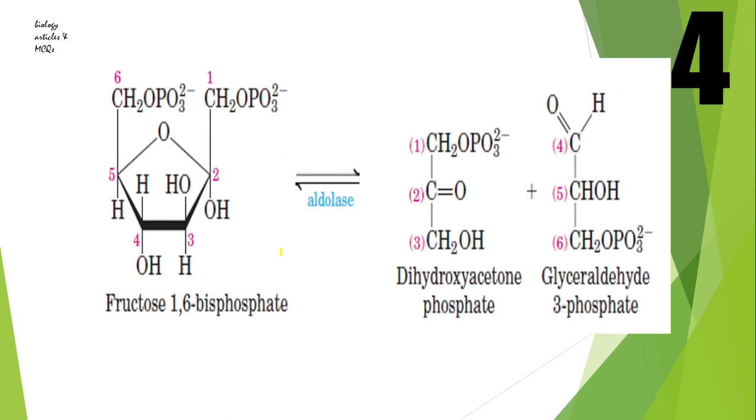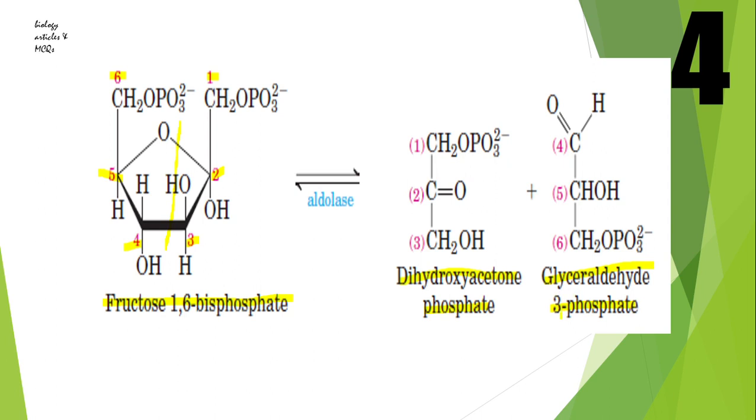Moving toward the fourth step, where the fructose 1,6-bisphosphate now will split down into two different molecules, and these two different molecules will contain 3 carbon atoms. Here there is splitting carried out, and the carbon number 1, 2 and carbon number 3 of fructose 1,6-bisphosphate will combine into a structure that is called dihydroxyacetone phosphate, and the other 3 carbons of fructose 1,6-bisphosphate, that is carbon number 4, 5 and 6, will change into a molecule that is called glyceraldehyde 3-phosphate.